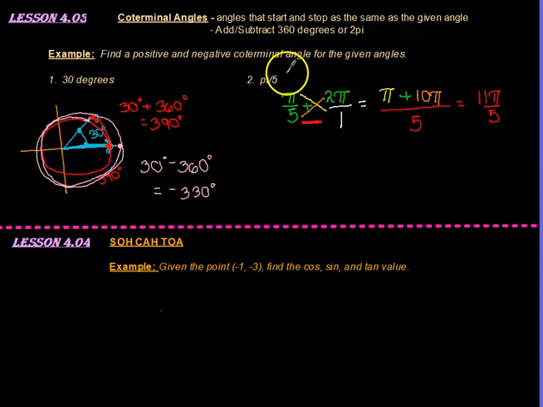It will start at the same initial side as pi over 5 and end at the same terminal side as pi over 5. So same initial and terminal sides for both.